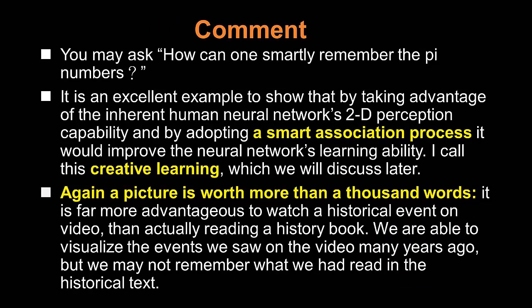You may ask, how can one smartly remember the pi numbers? It's an excellent example to show that by taking advantage of the inherent human neural network's 2D perception capability and by adopting a smart association process, it will improve the neural network's learning ability. I call this creative learning, which we will discuss later. Again, a picture is worth more than a thousand words. It is far more advantageous to watch a historical event on video than actually reading a history book. We are able to visualize the event we saw on the video many years ago, but we may not remember what we had read in the historical text.